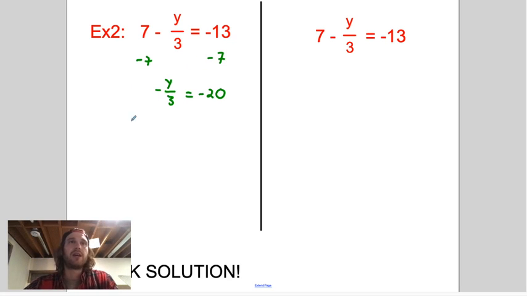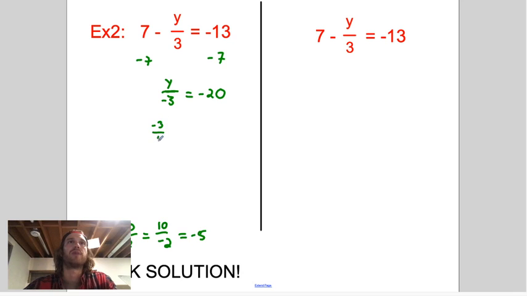Maybe it's harder to see, but one thing you need to know is if I say negative 10 divided by 2, that really means it's the same as negative 10 over 2, but it's also the same as 10 over negative 2. All of these mean negative 5. They all mean the same thing. So I'm allowed to take this negative and stick it to the 3 on the bottom. Now it's very clear that if I multiply both sides by negative 3, I'll be in good shape.